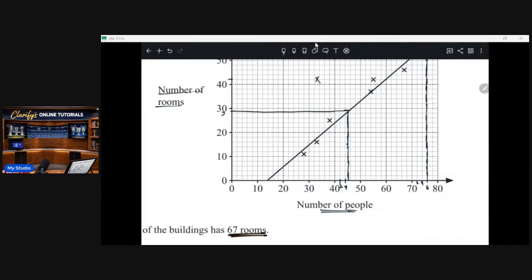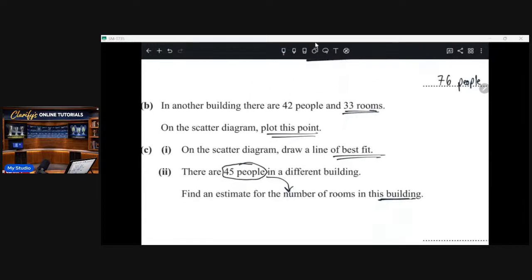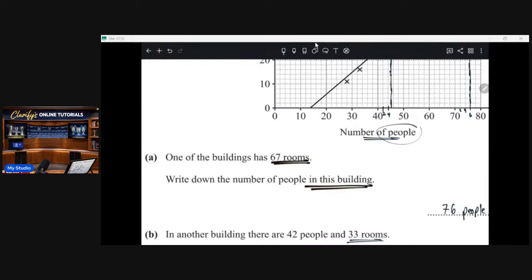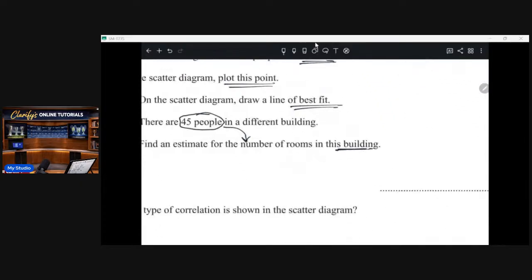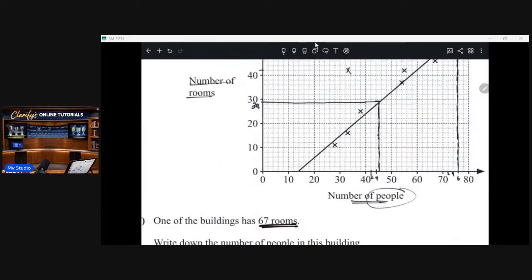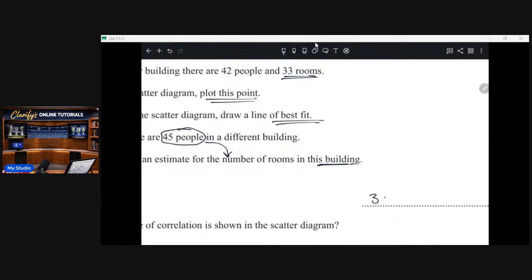It is 39. Because they told us that there are 45 people. So that is why we went to people. Don't confuse it. When they say people, you go to people. So we looked for rooms, and we got 39 rooms. So this is 39 rooms.